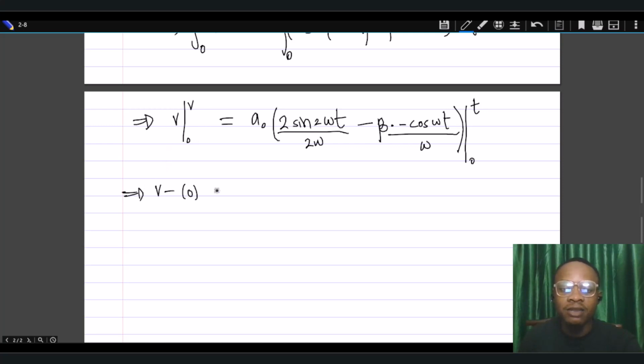So this is going to give us v minus 0 equals a naught into, when we substitute t now, a naught into 2, we cancel this 2, so this is going to be 1 over omega multiplied by sine 2 omega t. This becomes plus because of minus minus, so plus beta over omega multiplied by cos omega t. Then we close that, so that's what we get for the t part, and then minus what we do for the 0 part.